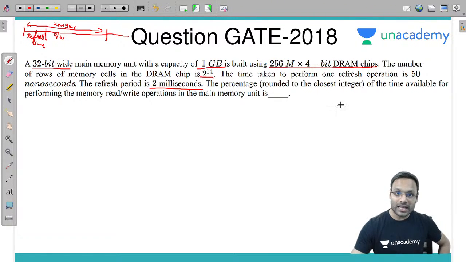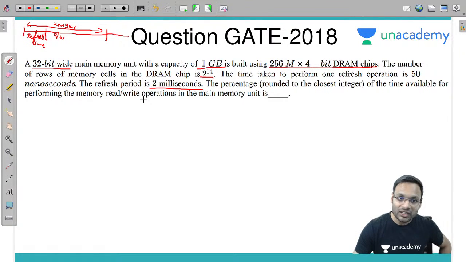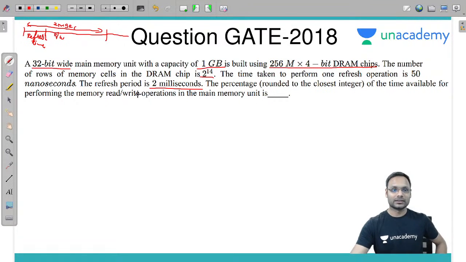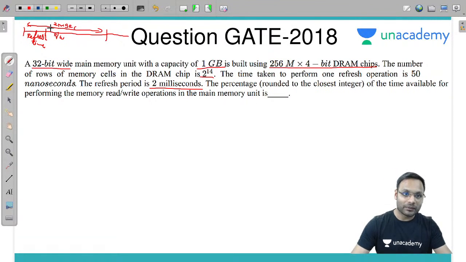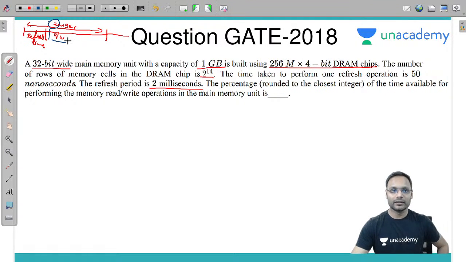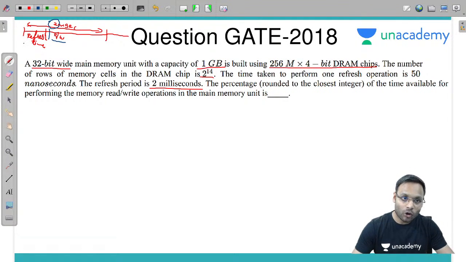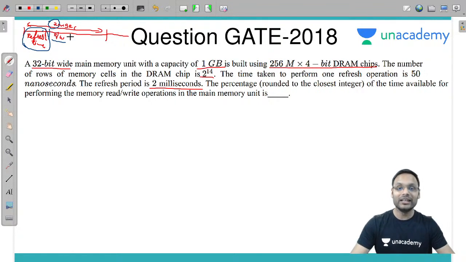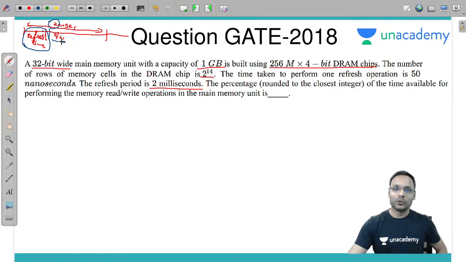So what should the answer to the question be? What is the question they are asking? The percentage of time available for performing the read-write operation in the memory unit. Out of the total 2 milliseconds, how much time is given for read-write? If we can calculate the refresh time, subtract it from 2 milliseconds, and you get the read-write time, and you can calculate the percentage.